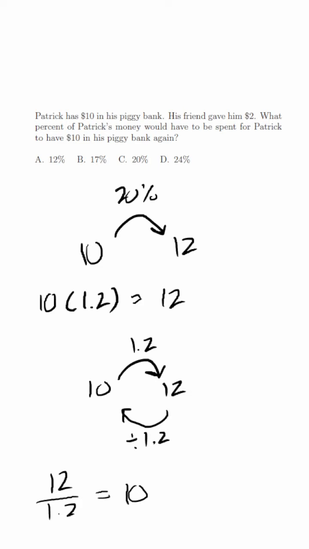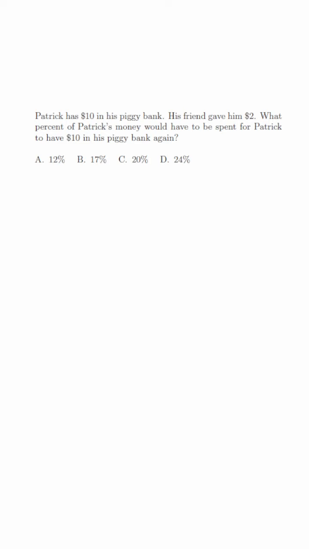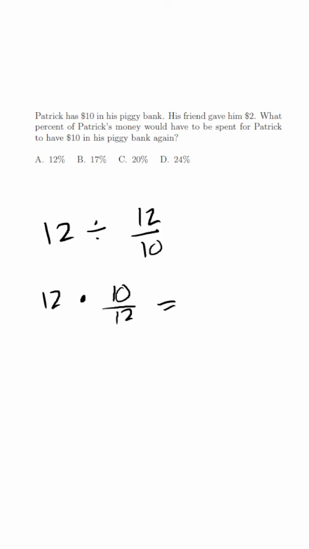Well, let's think about what 12 divided by 1.2 looks like. Okay? You can basically think of this as 12 times 10 over 12. And so in this case, 12 times 10 over 12 does get you 10, then what percent are we changing it by? It will be 12 times whatever the percent 10 over 12 is. And if we put that in our calculator, 10 over 12 is going to be about 83%.